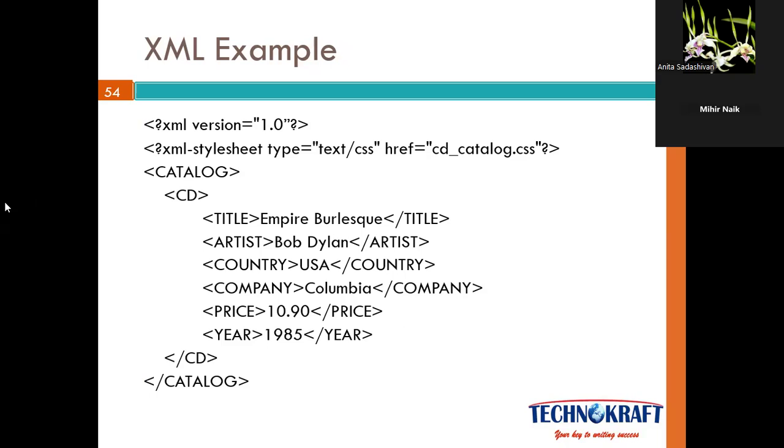So this is an example of an XML document, right? Yes, with CSS. It has a CSS file initially. And you say it's a catalog. What is that catalog type? Catalog is a tag. So that's a user defined type. Yes. It is a parent tag.